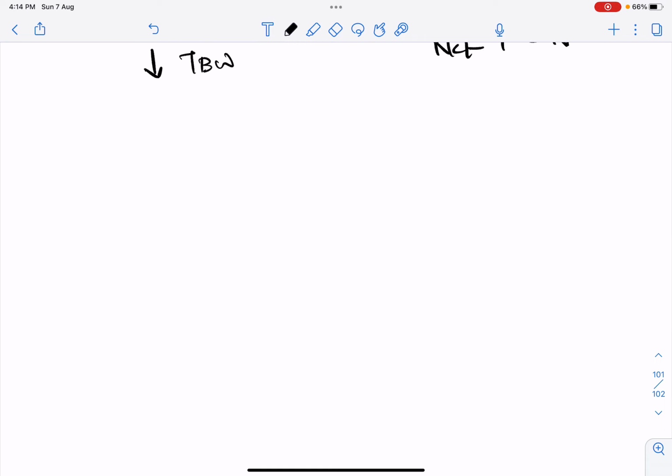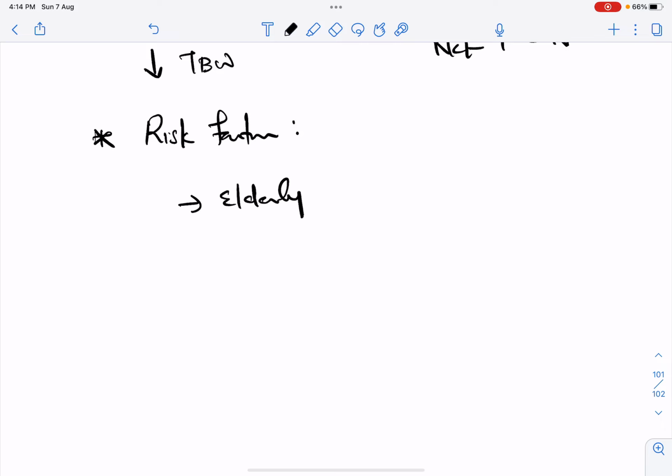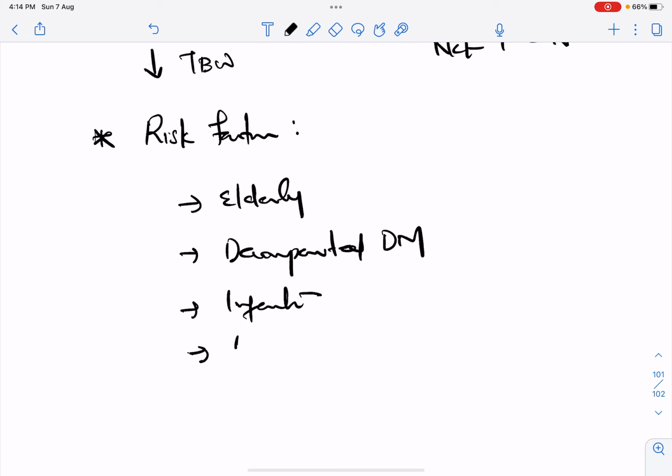Now let's see which patients are at high risk for developing hypernatremia. The risk factors: first one is the elderly group of patients, elderlies are highly prone to hypernatremia. The second group is patients with decompensated diabetes mellitus. Then infants and hospitalized patients. Hospitalized people are highly prone to developing hypernatremia.